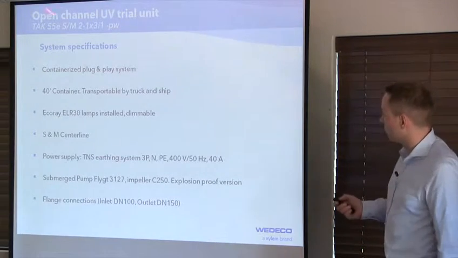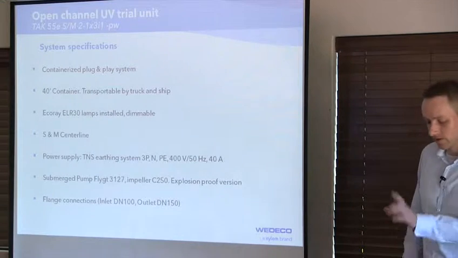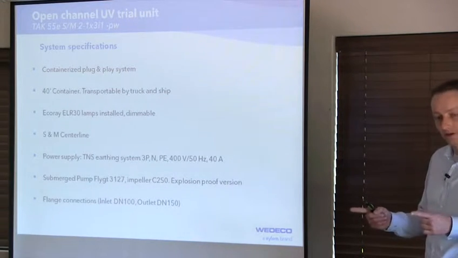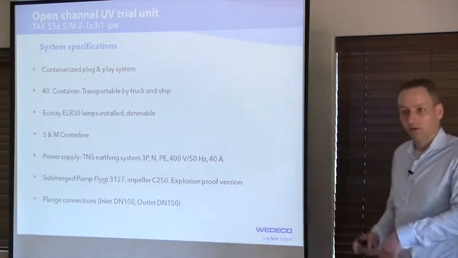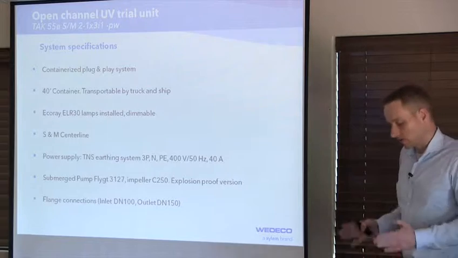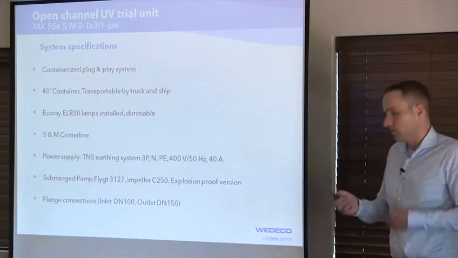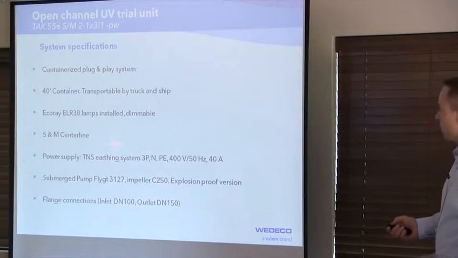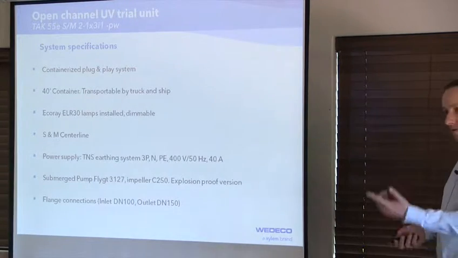Standardized, it's the M center line, that's 120 millimeters between the two lamps. The S center line has 110, so for low UVTs, we move the lamps a little bit closer together and get a little bit higher UV dose out of it. But it just has an exchangeable module so that you can test both applications.